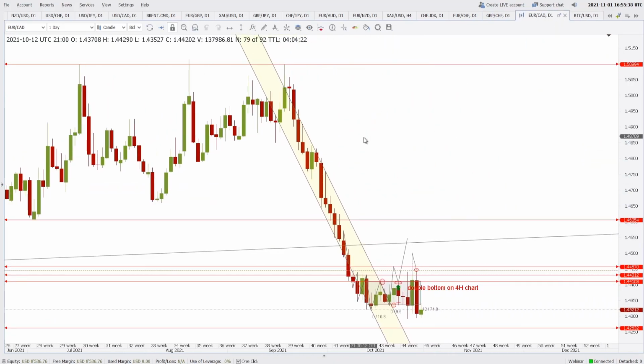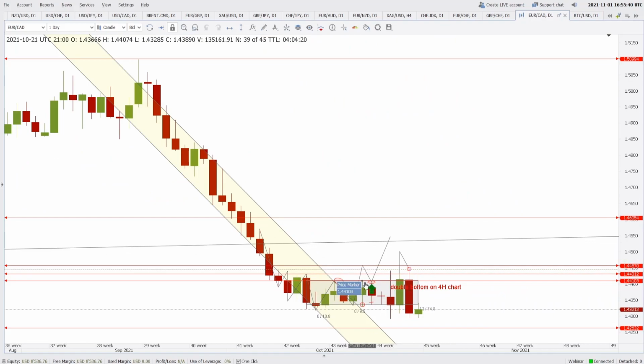Talking about the euro against the Canadian dollar, we were expecting the price to go up, but it did not. In fact, it gave a bearish engulfing right at the resistance and is now suggesting that the price may test the 1.4263 level in this market, which is the support, and now 1.4410 is the immediate resistance for the market.